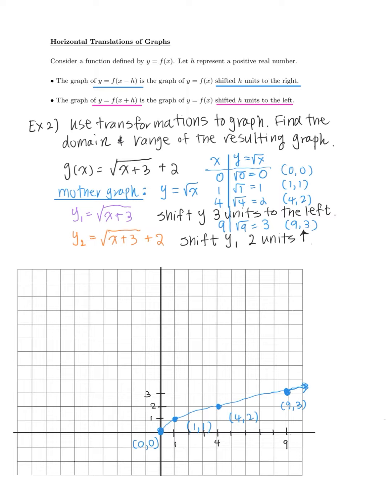Okay, so now let's draw y sub 1. So the y sub 1 is square root of x plus 3. So what we need to do is we have to shift our mother graph 3 units to the left. So what we need to do is we have to take 0, 0 first, and then we're going to shift it 3 units to the left.